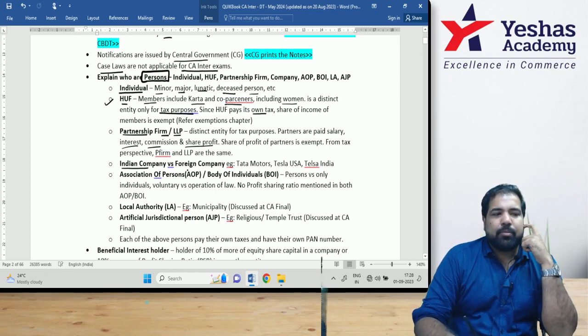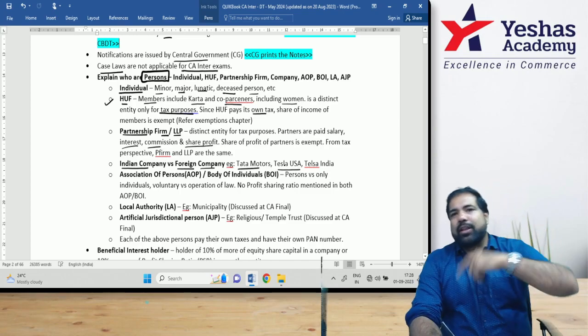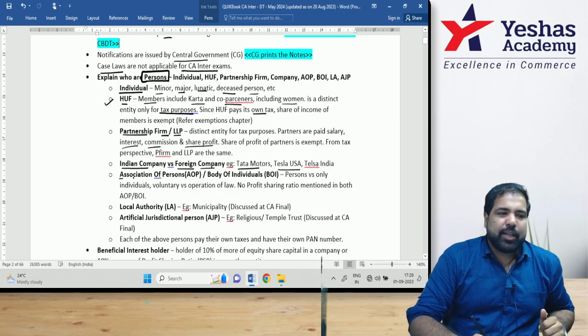Next, can we have an Indian company? We also have a foreign company. Again, just like Indian companies, Tata Motors, foreign companies, Tesla. Will they pay their taxes in India? Yes. Or will they have their own PAN? Yes.